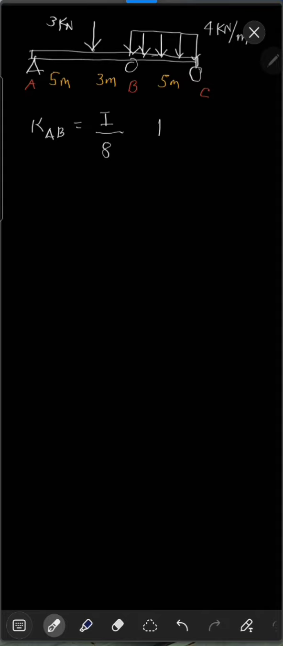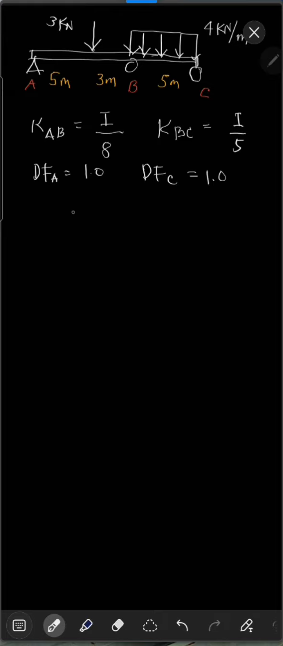The next is to compute KBC, the relative stiffness of span BC. So that is I over 5. Okay. Next is the distribution factor. So again, distribution factor for pin or roller is equal to 1. So therefore, distribution factor at A is equal to 1.0. Distribution factor for end C is equal to 1.0.